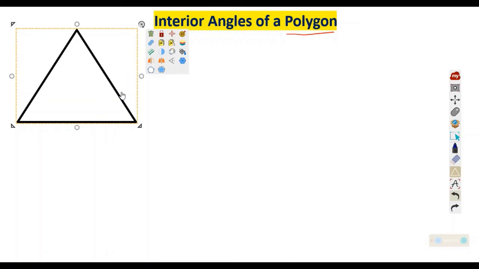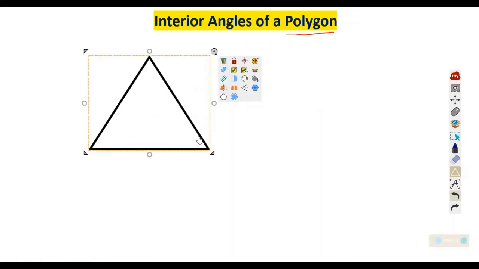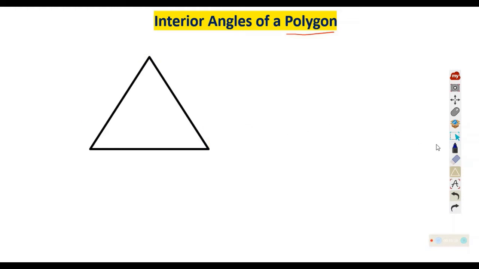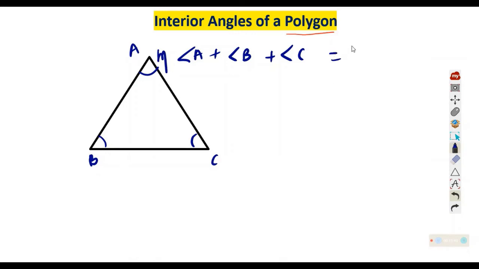And the total of the measure of the angles of this triangle, if you really measure it with the help of a protractor, you will find that the sum of the measures of the angles, let me name it triangle ABC, and this is angle A, this is angle B and angle C. So if I measure angle A plus angle B plus angle C, the total will be equal to 180 degrees. Practically proved, many times proved.